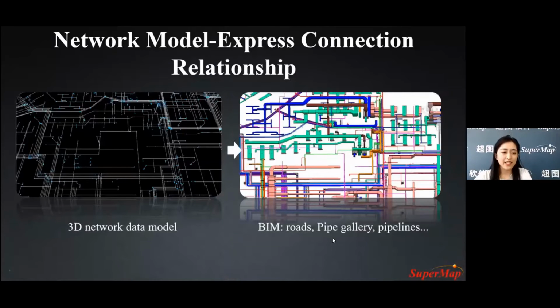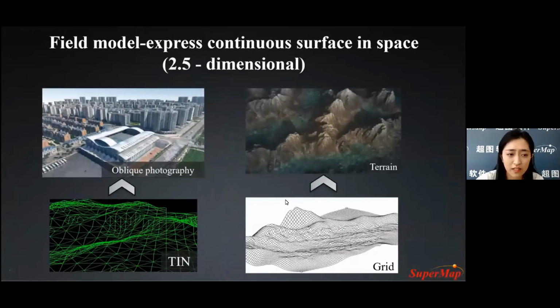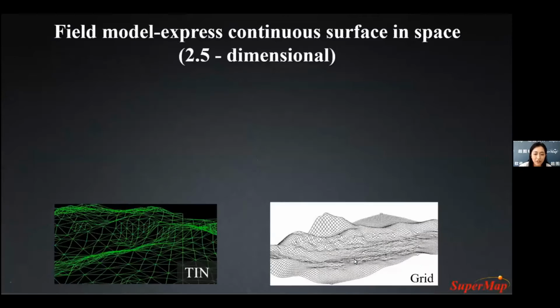The second is the network data expressing the link relation between the objects, and it's mainly used to express connection relationships, such as paths, pipe galleries, pipelines, and so on.